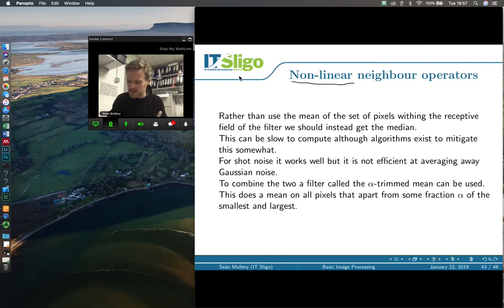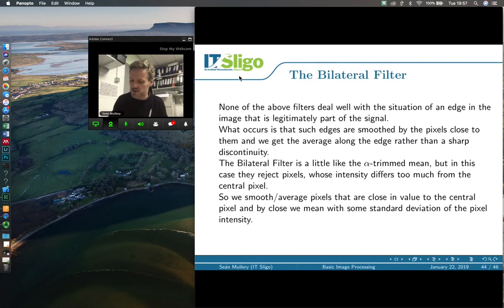To combine the two filters, there is something called an alpha trimmed mean, which can be used. This does a mean on all the pixels apart from pixels that are outside some fraction. So we can line up all our pixels, remove the ones that are way outside the range, only take the ones in the middle, and then do an average on them. That's another way of trying to deal with both situations at once.